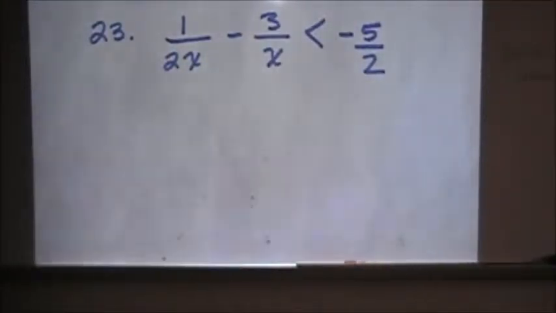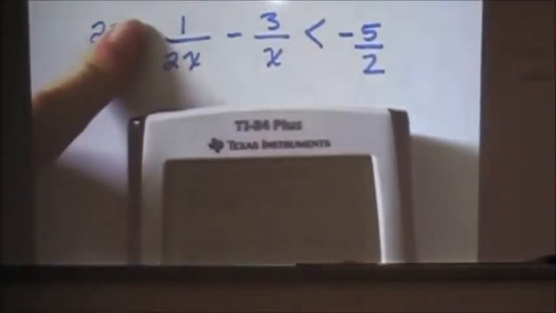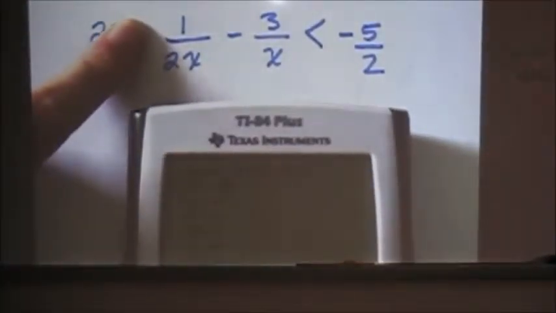So what I want you to do is whatever's on the left-hand side, I want you to plug into y1. Use your fraction bar to do this. So I'm going to plug in 1 over 2x minus, and I'm using my fraction bar again, 3 over x. So that's the left-hand side. And then I'm going to come down and I'm going to put the right-hand side in y2.